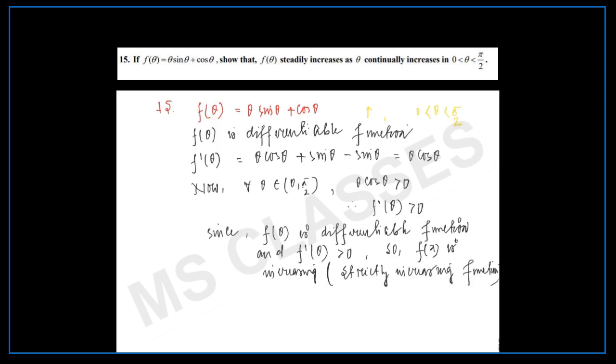For all theta, why can we say increasing function? Because for all theta, f dash theta is greater than 0, so it is a strictly increasing function. Okay.